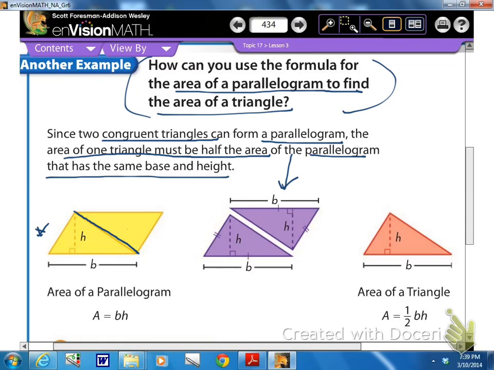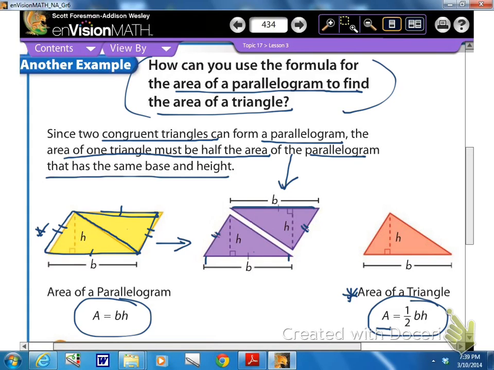And if I look at the picture over here, I have one base, which is equal to the other base, because in a parallelogram my opposite sides are congruent. Okay, so I have congruent triangles, and here's the area of a parallelogram. Area is base times height for the whole parallelogram. When I cut it in half to make my triangle, then the area of a triangle is of course going to be half of the base times the height, which is where we get the formula.